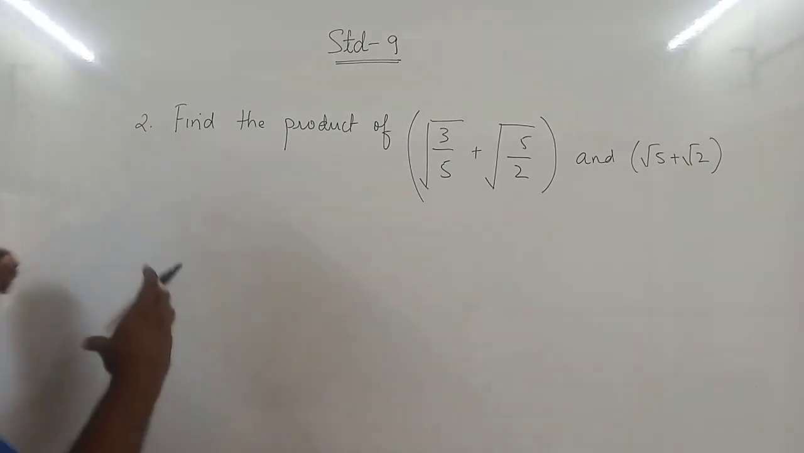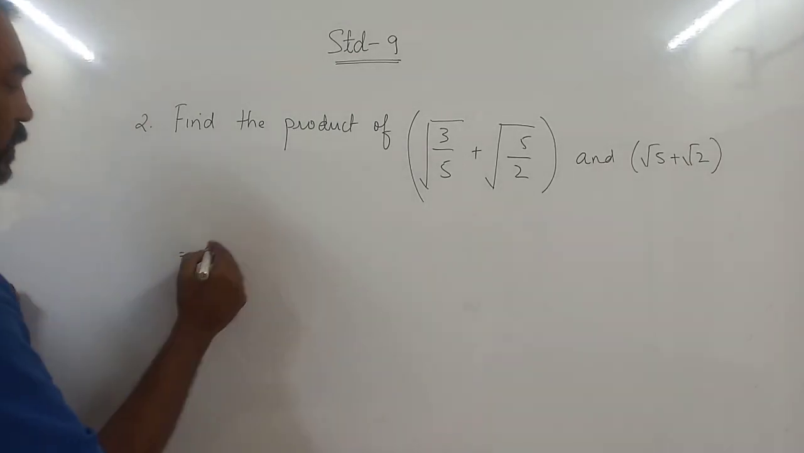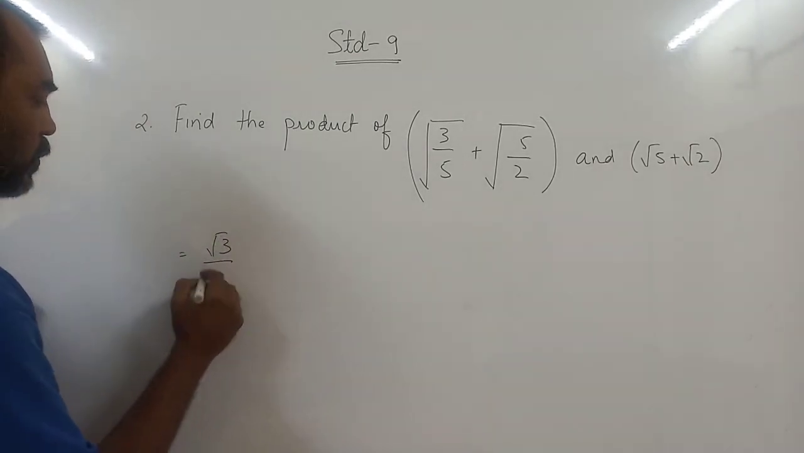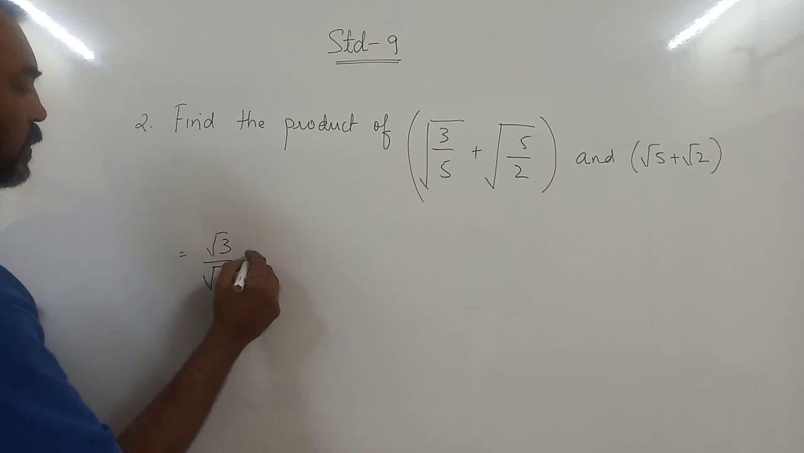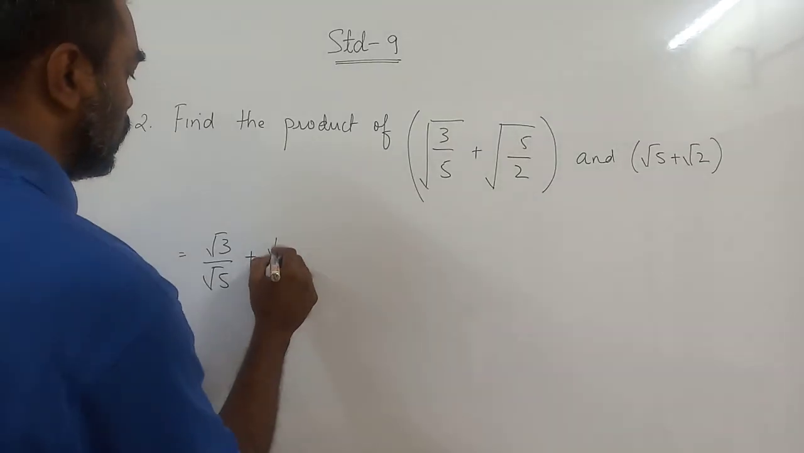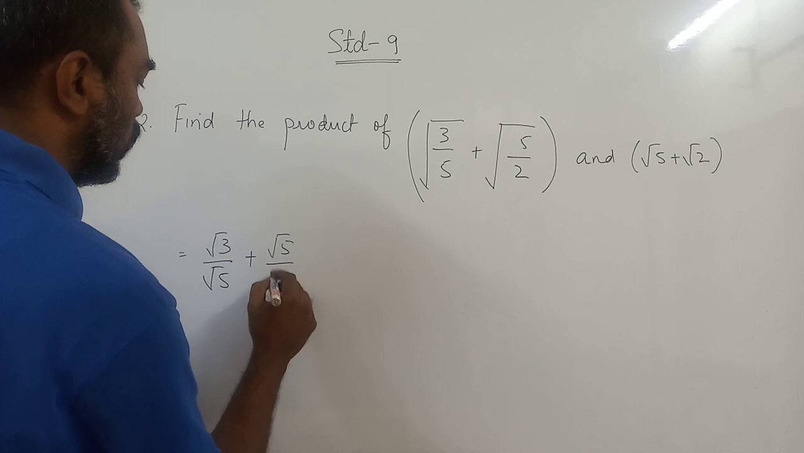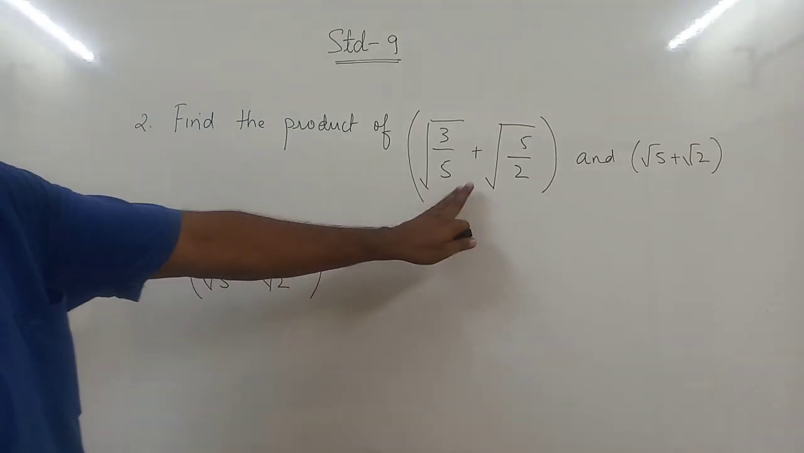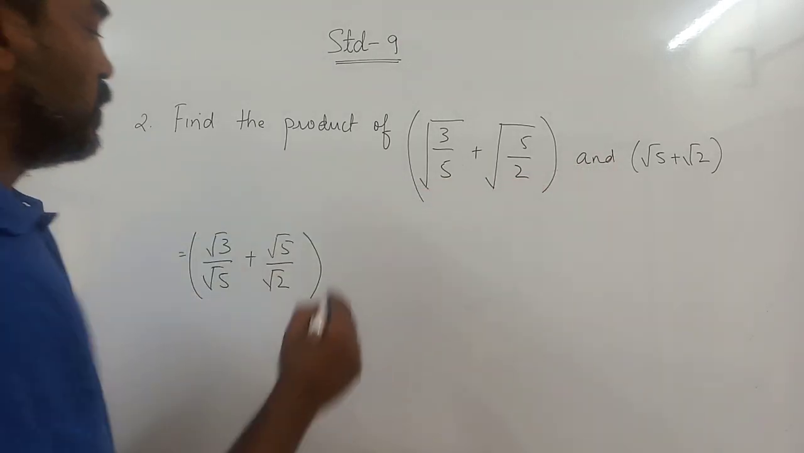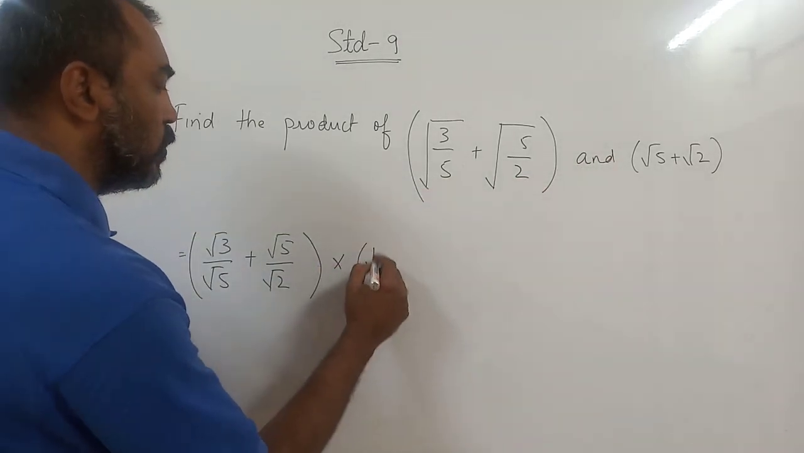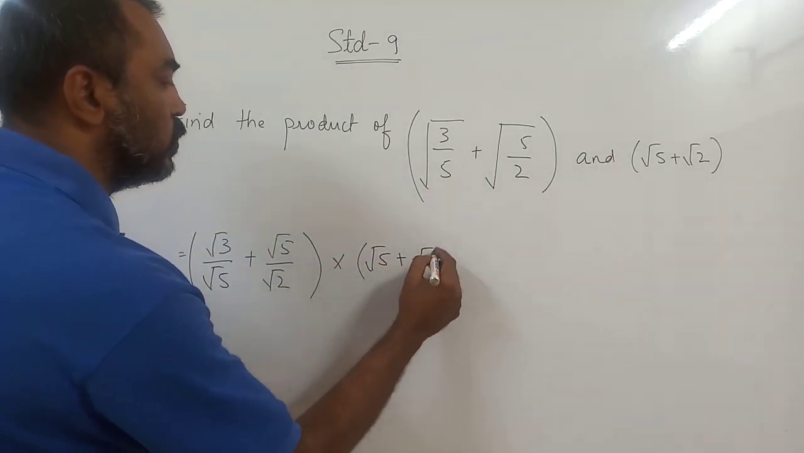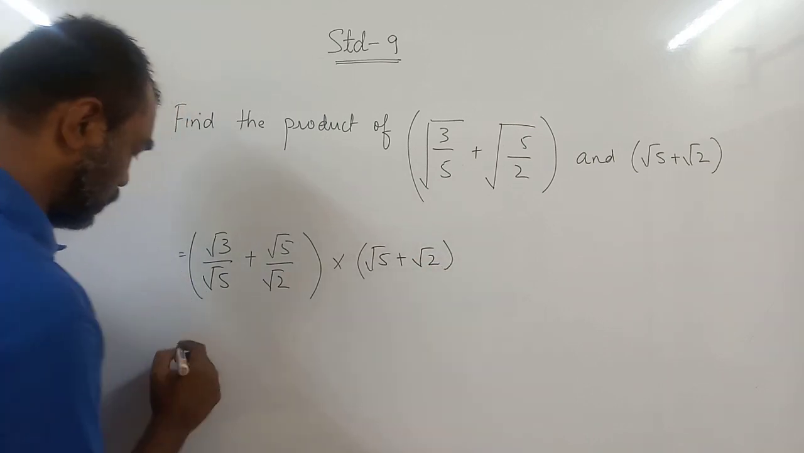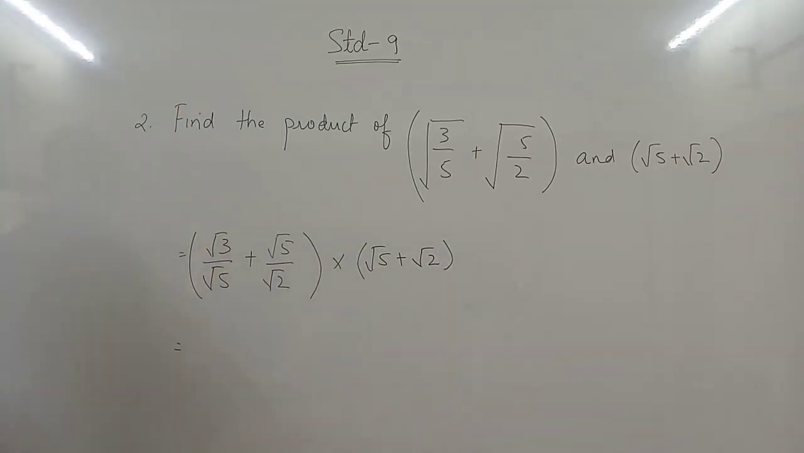How can I write this number? This number can be written as root 3 upon root 5, and this number can be written as root 5 upon root 2. So I have not made any change. I have just simplified this number. And the other number to multiply is what? Root 5 plus root 2. Okay? Now we start with the multiplication.